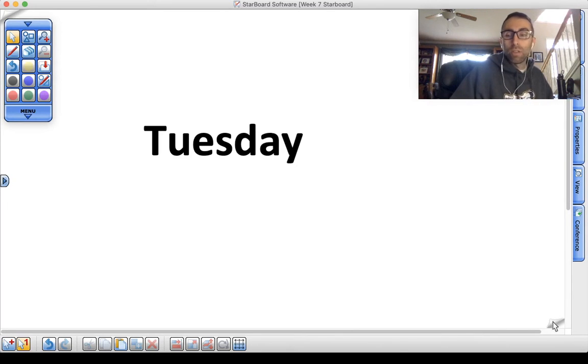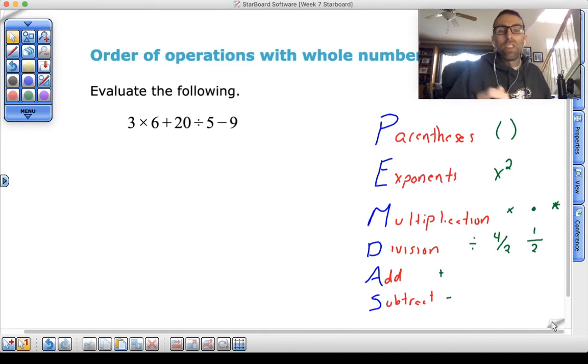Let's jump into that. This is the first type of problem you're going to see. 3 times 6 plus 20 divided by 5 minus 9. That seems really long, but again, next on the side I have all the notes from yesterday. We're going to use that again.